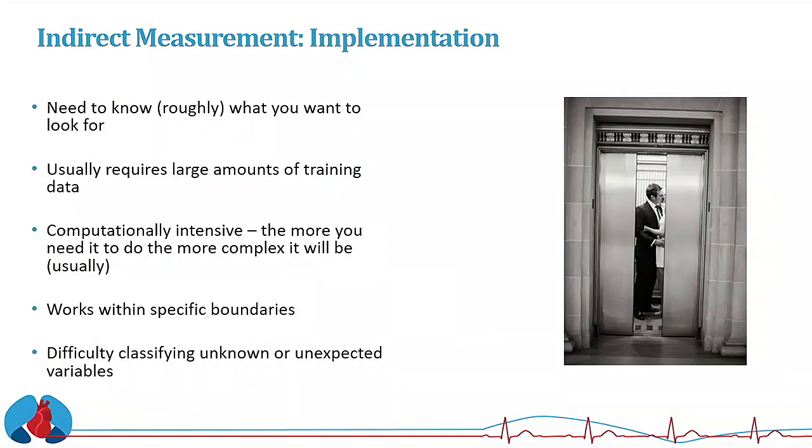So again, it usually requires a huge amount of training data, hundreds of gigabytes, depending on what you're trying to detect and how complex it is. The more you need it to do, the more computationally intensive it needs to be, and the more complex your system will be. That's obviously a trade-off that you always need to consider. So the system will work within specific boundaries, and usually it will do quite well what you ask it to do and what you've trained it to do, but if it encounters something unexpected, it is going to behave in an unexpected way, guaranteed.